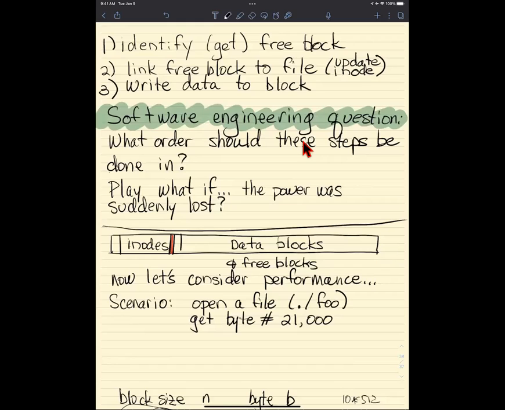This is the order in which the original Unix file system did things. It would go get a block off the free list, so it would update the free list. It would add it to an inode, and then it would write the data. But didn't you say that once you link a block to a file that's no longer free, are you still allowed to write data to a block that's not free? Well, definitely. You can write to a block that is not free.